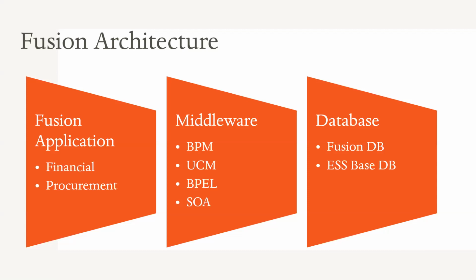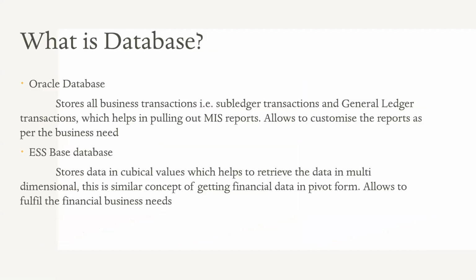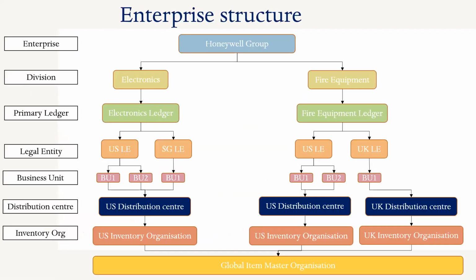Then we have the database. This we have seen. One is the Fusion DB. The Fusion DB basically stores all the transactions coming from both the subledger and the general ledger. Whereas in Essbase, if you see, it is only accounting data. No other subledger data should be taken to the Essbase database. So I've just given the difference.